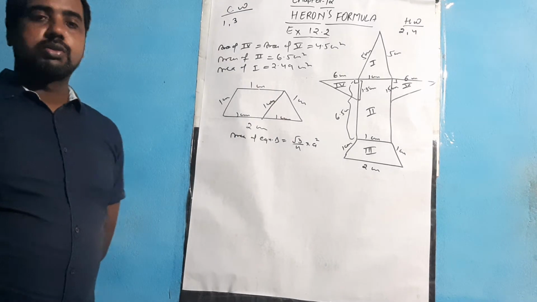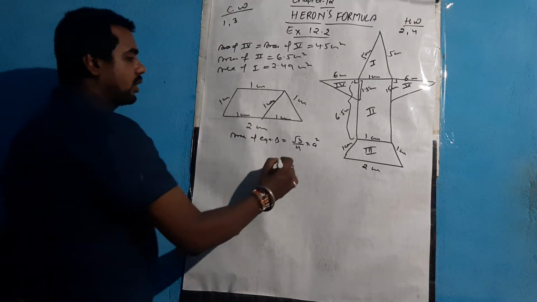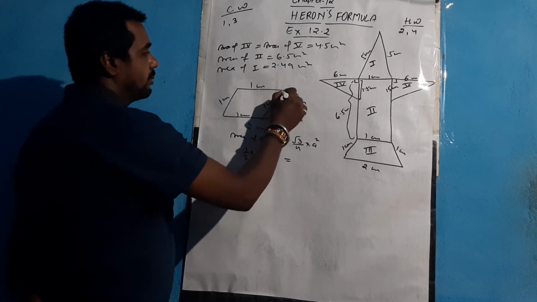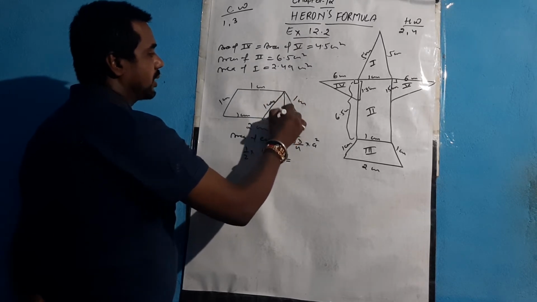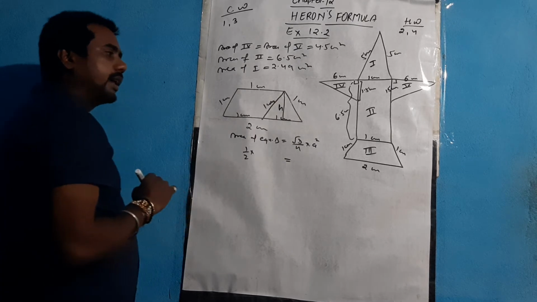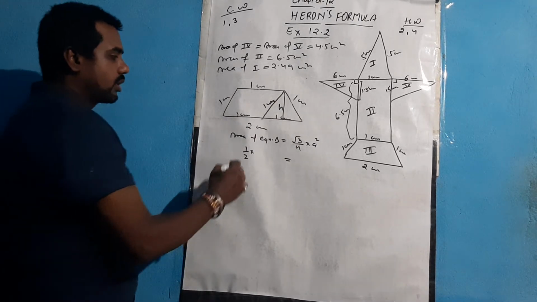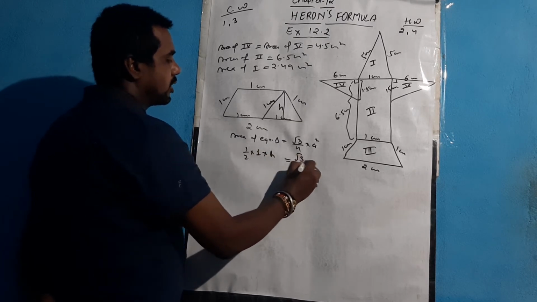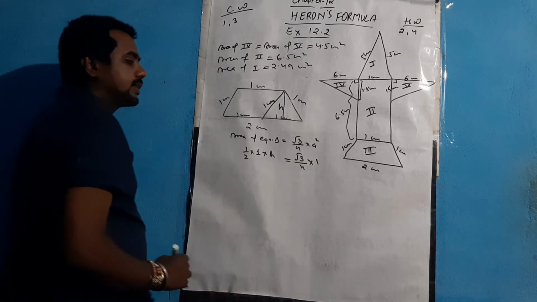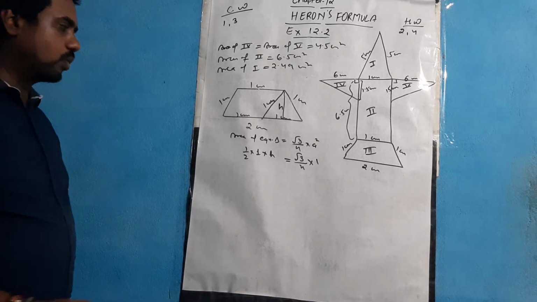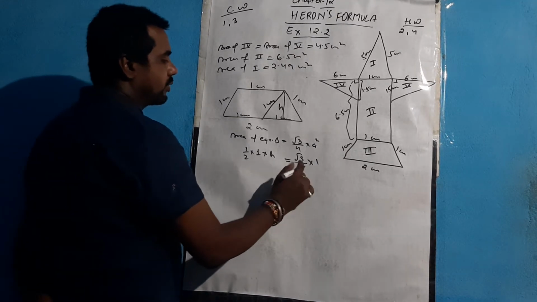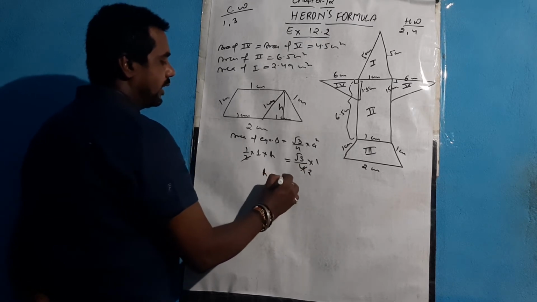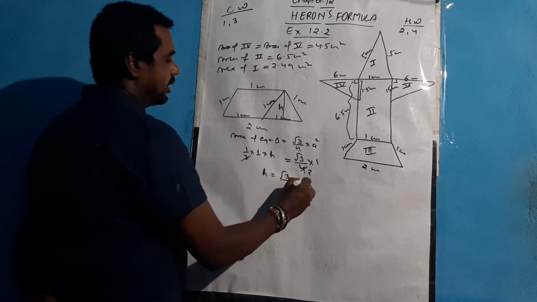We have calculated using Heron's formula only. The area of a triangle is also half base into height, because we need to get the height of this particular triangle, so let it be h. So half base is 1, height is h, equals root 3 by 4 into side square, and the side is 1, so 1 square is 1. So that becomes root 3 by 4 into 1. So from here we can get the value of height as root 3 by 2 centimeter.